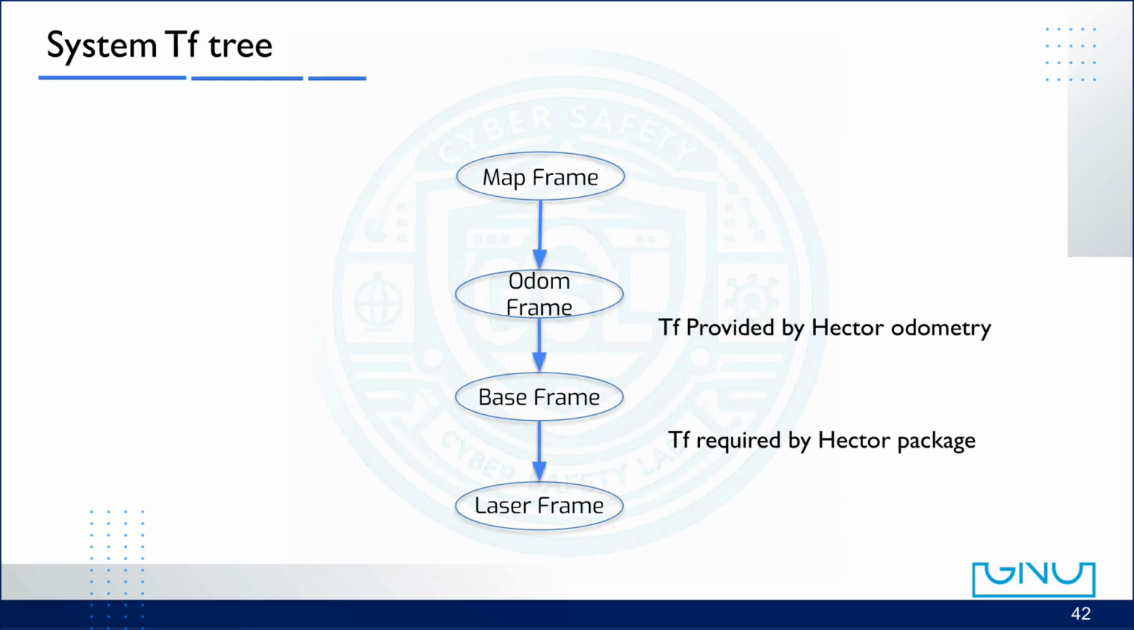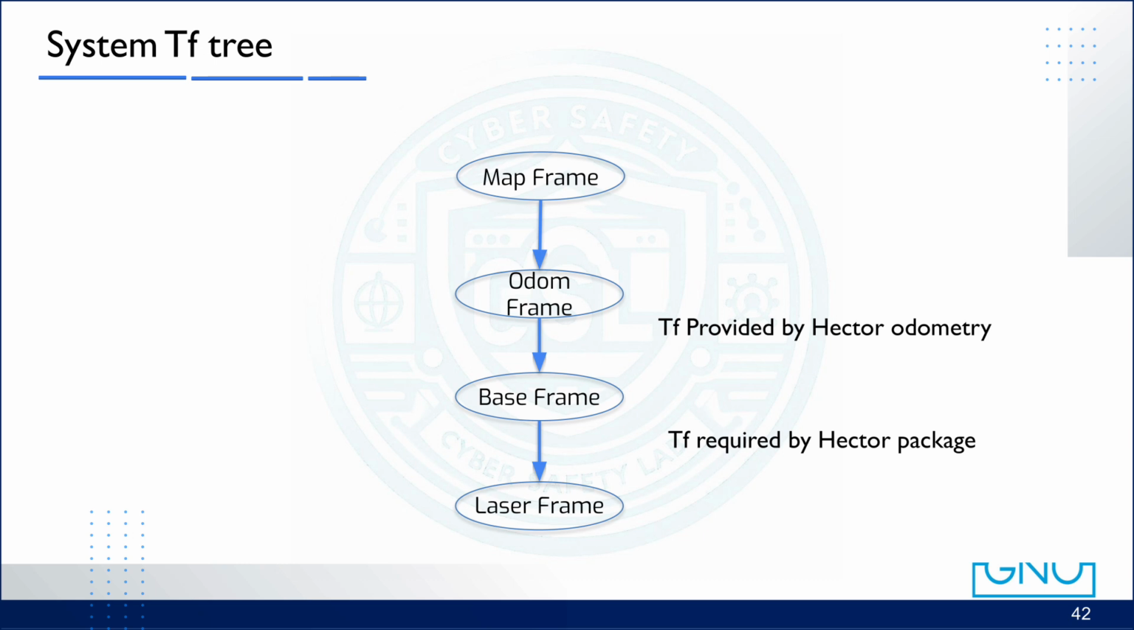Before we look at the specific TF tree for our system, let's briefly recall what a TF tree is. In ROS, TF, or transform, is the system that keeps track of how different coordinate frames relate to each other over time. Robots usually have many frames: the map frame, odometry frame, base frame, and individual sensor frames. The TF tree is simply the connected structure showing how all these frames are linked together. It allows ROS to answer questions like, where is the LiDAR relative to the map? Or where is the robot's base relative to its odometry frame right now?